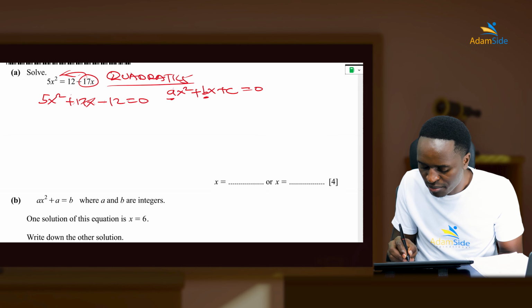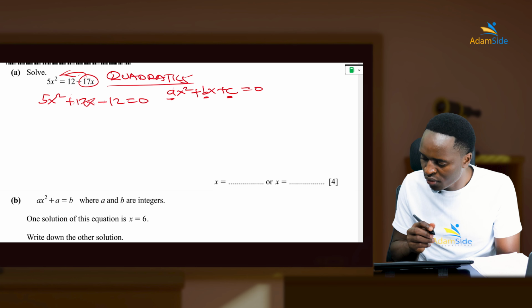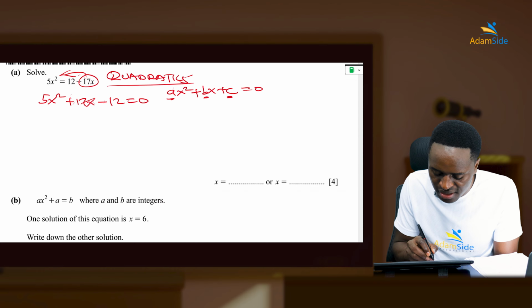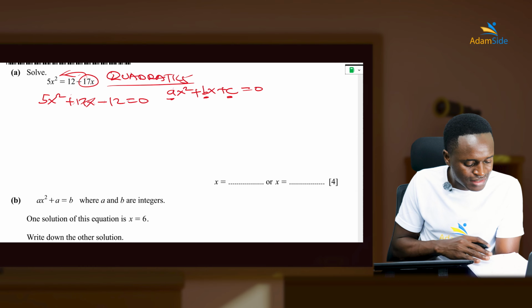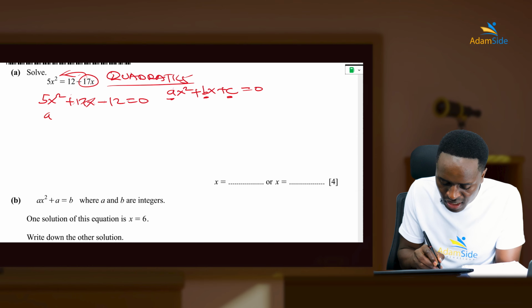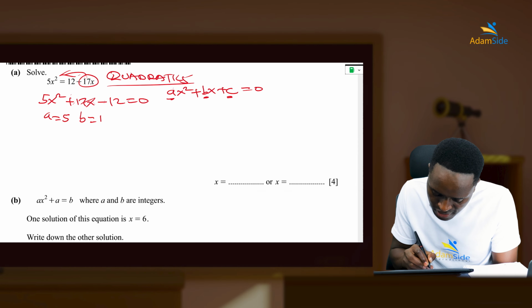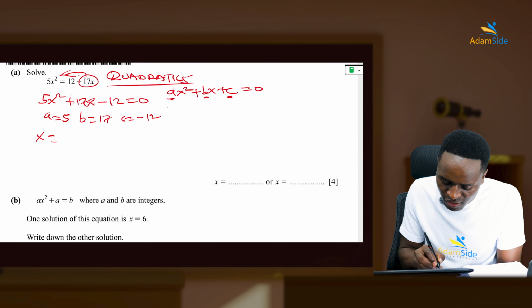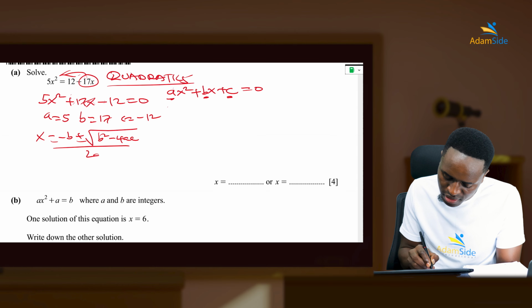Remember, you are arranging it in the form of ax squared plus bx plus c is equal to 0, where a, b, and c, they are what? They are coefficient numbers before the variable. Correct. Now, a is 5, b is 7, and c is negative 12. So what do we do in that case? It's very simple. We use our formula method to find the value of x, which is negative b plus or minus the square root of b squared minus 4ac, divided by 2a.